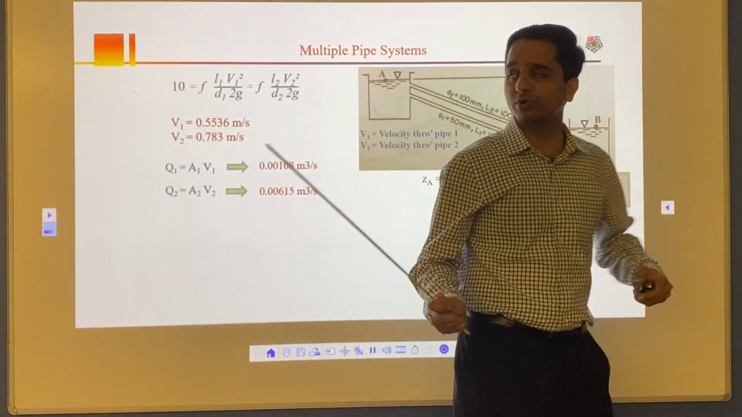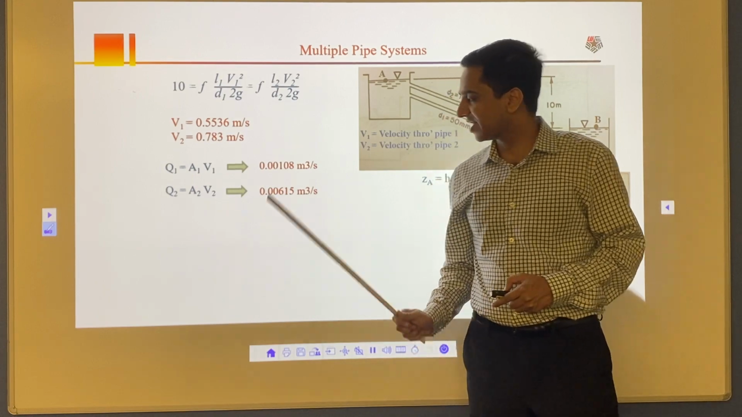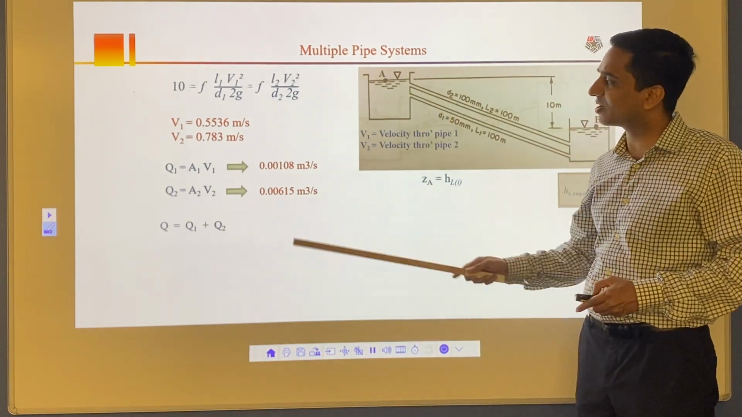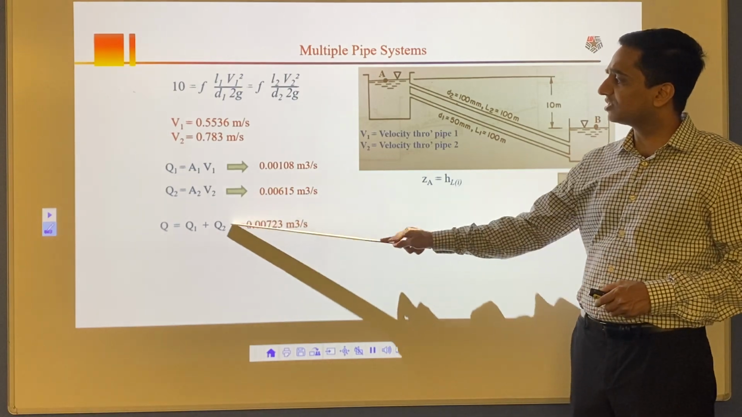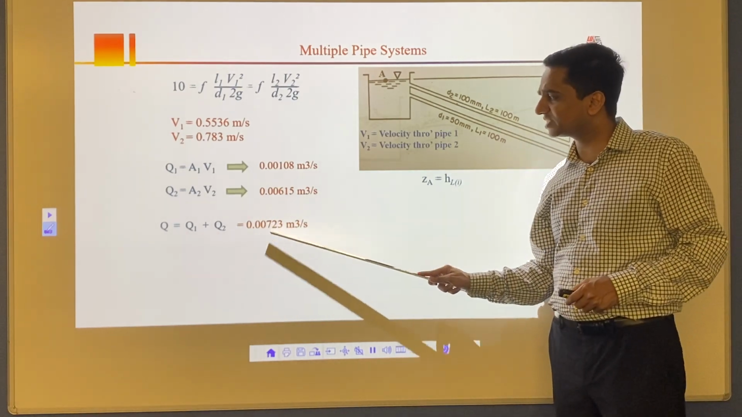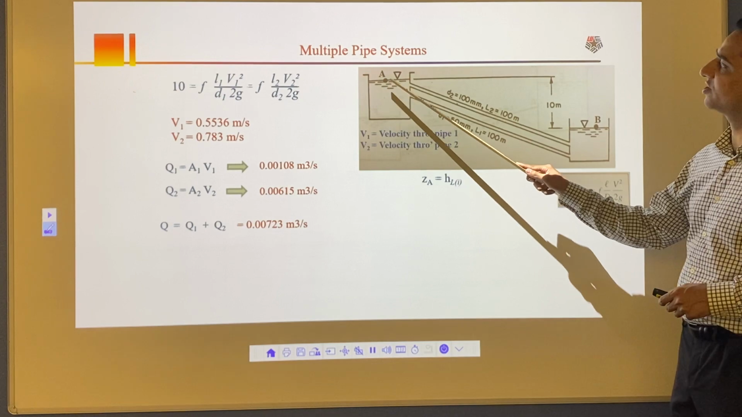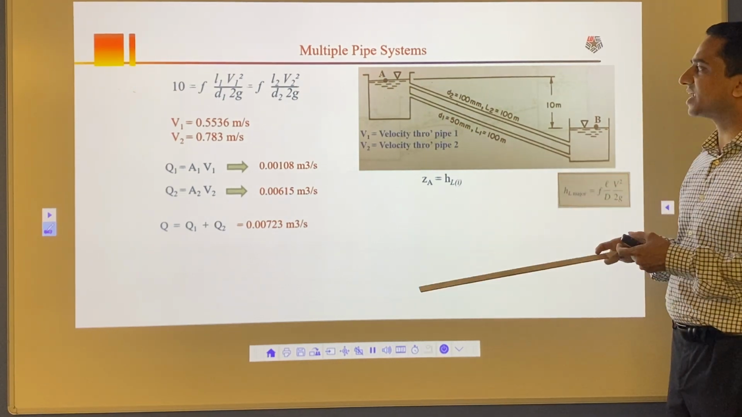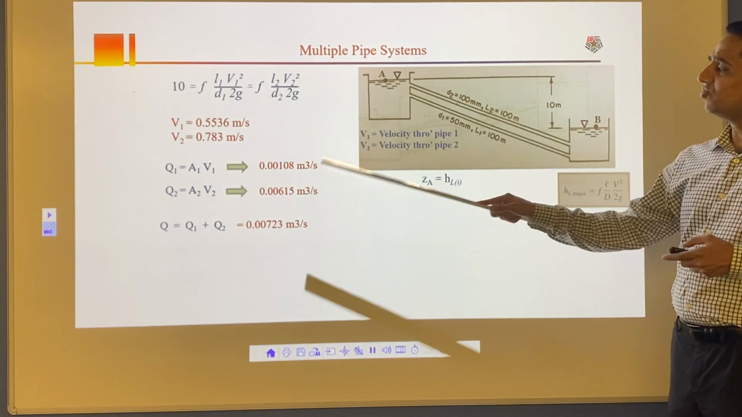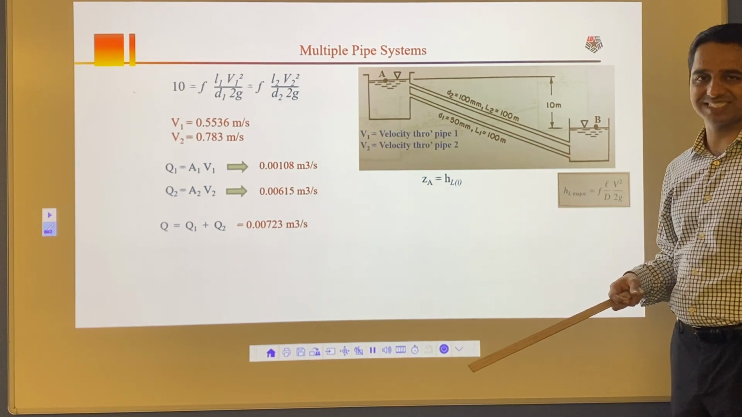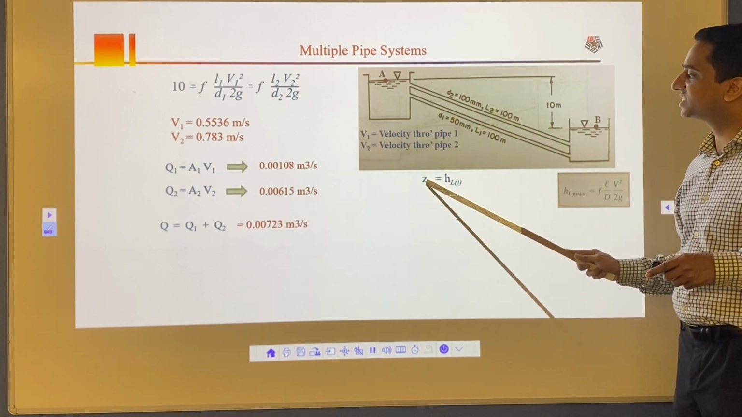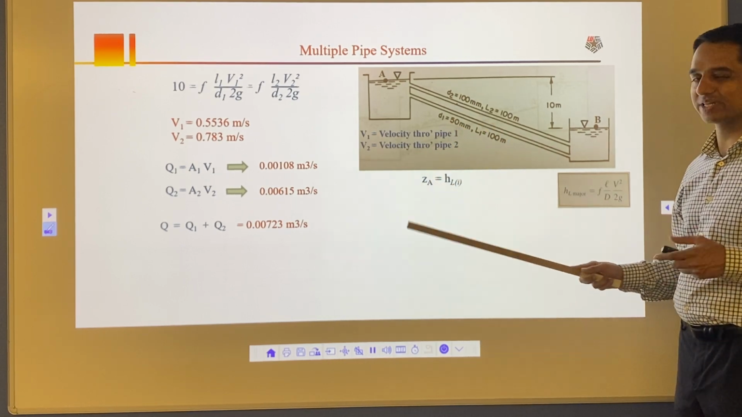Second part says if I'm going to combine this flow rate and replace these two pipes with one single pipe, what is the diameter? So let's combine this flow rate. So for this flow rate, 0.00723, the combination of these two flow rates from tank A to tank B, for one single pipe, what is the diameter? Now that single pipe has the same properties, same friction factor as these two pipes. It means that ZA is equal to HL is still valid for that big pipe.